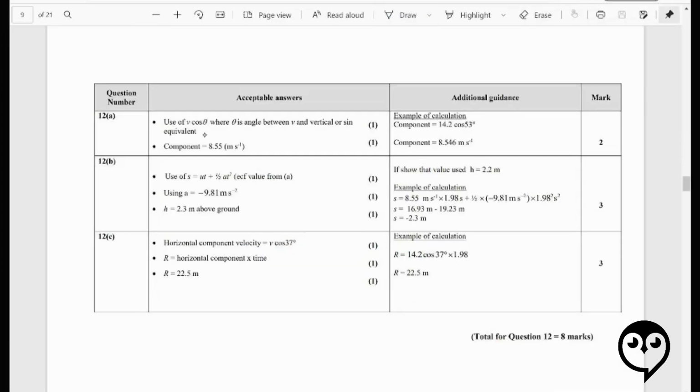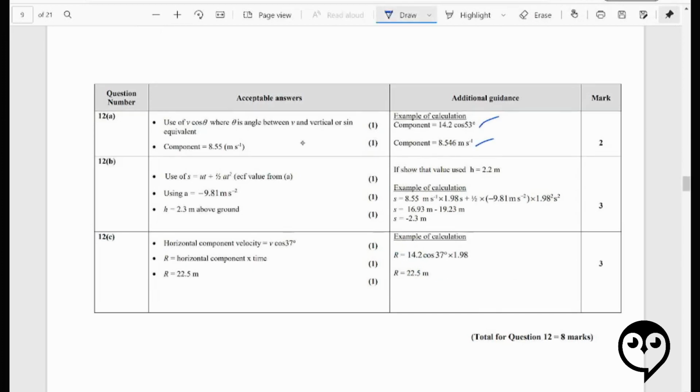Right, so for the first bit, for the vertical component, we got that use of V cos theta, where theta is the angle between V and the vertical. I always tell my students, always measure relative to the horizontal, especially for projectiles, so that you can use the convention that you want the sine component. But I suppose if you were solving for that angle there, it would be the cos component. That's fine.